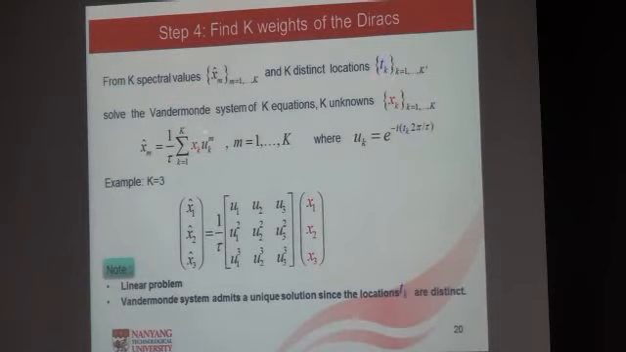From the spectral values and the K distinct locations, we can go back to the expression of the Fourier series. If we write out this system for K equal to 3 again, we see that this forms a Vandermonde system of equations. For those who don't remember, a Vandermonde matrix is one where the rows are powers of each other. So this second row is a power of the first, and so on. Usually the first row is all 1s in the Vandermonde.